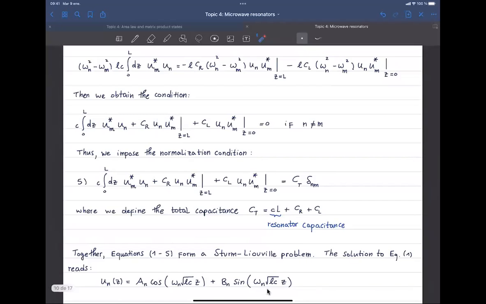So we say that if n equals m, this is 1, and the whole evaluation here will be the total capacitance of the transmission line, which is essentially, this is C, capacitance per unit length. This is L, the length of the transmission line. So this is the capacitance of the resonator, and these are the coupling capacitances, CR, CL.